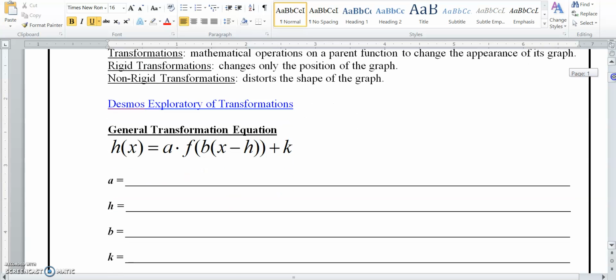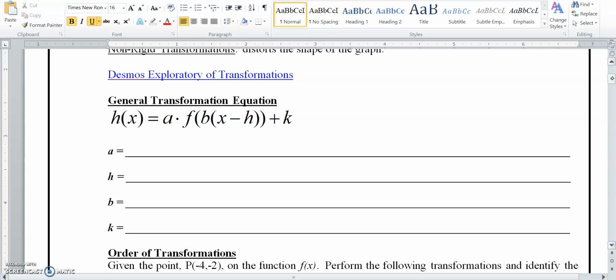So what we're talking about first is the general transformation equation with our A, our H, our B, and our K. And the first thing we did actually was define those constants. So what we said A was our vertical stretch. So anytime you have a number out front, what that's doing is a vertical stretch of our graph. Now, when we use the number A, that's in the equation, but how does that affect the graph?